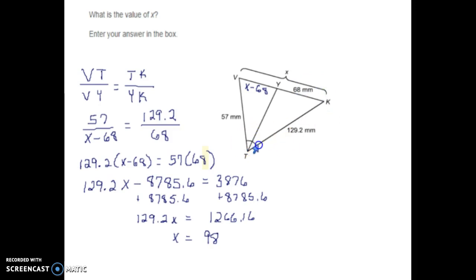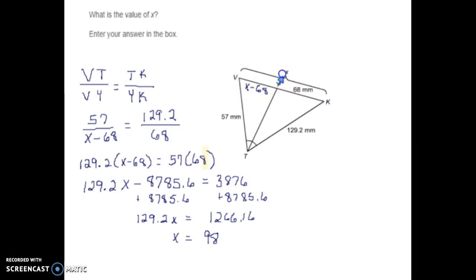We can tell here we've got an angle bisector. So when we have an angle bisector, that sets up a proportion for us. We know that VT over VY is equal to TK over YK. So we need to find what we're going to use here.